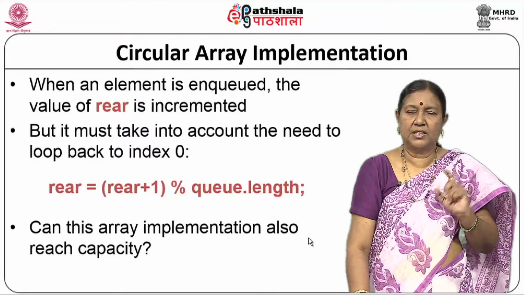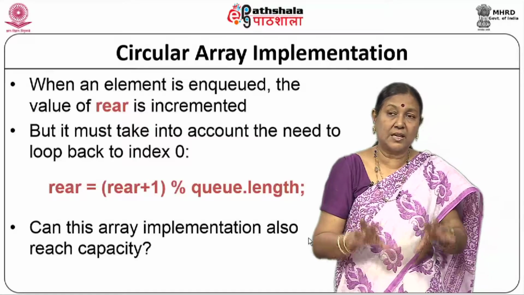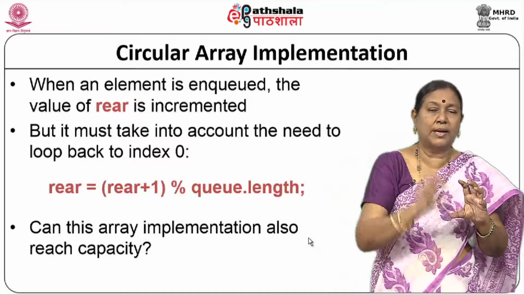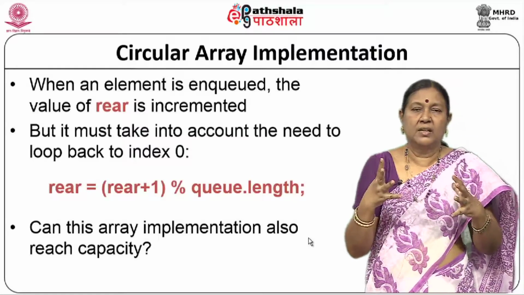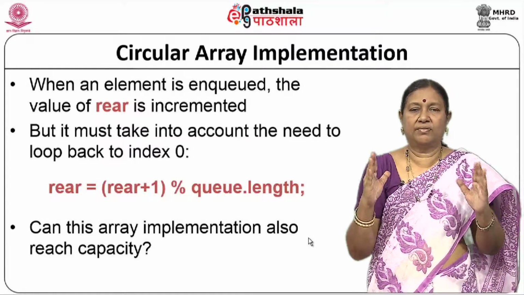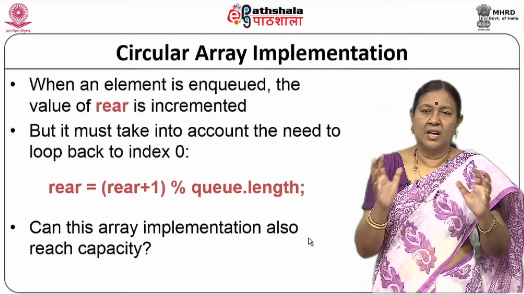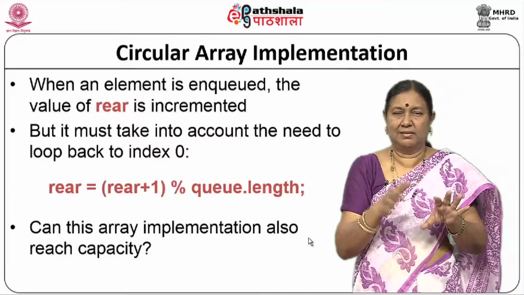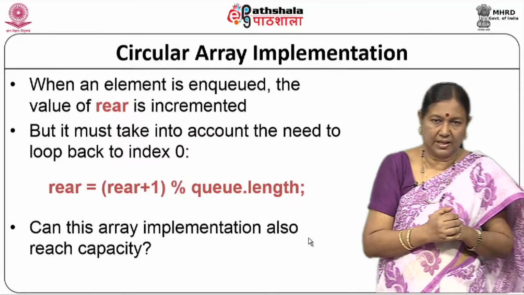Can this array implementation also reach capacity? Yes, it can, but it can reach capacity only when all but one of the locations is occupied, not like previously. So, suppose I have an array that can hold 5 elements. Previously, even if only one element was there, I had a queue full condition. Here at least 4 elements should be there. It depends on the implementation, with 4 elements it will probably give you an array full condition.